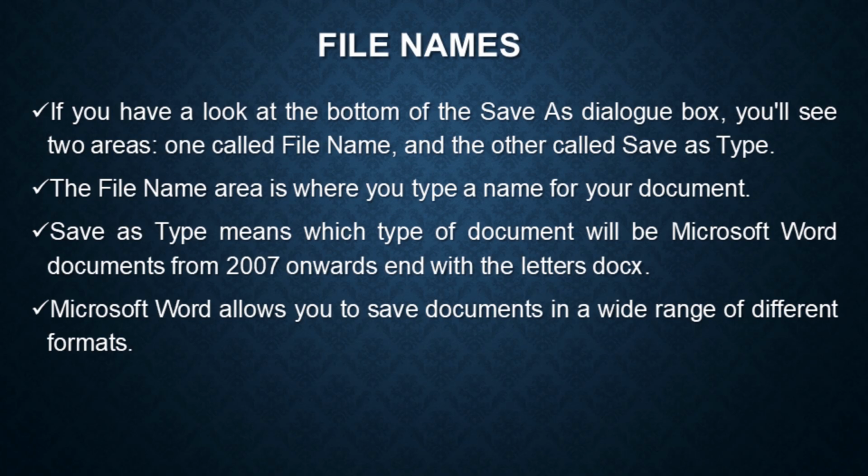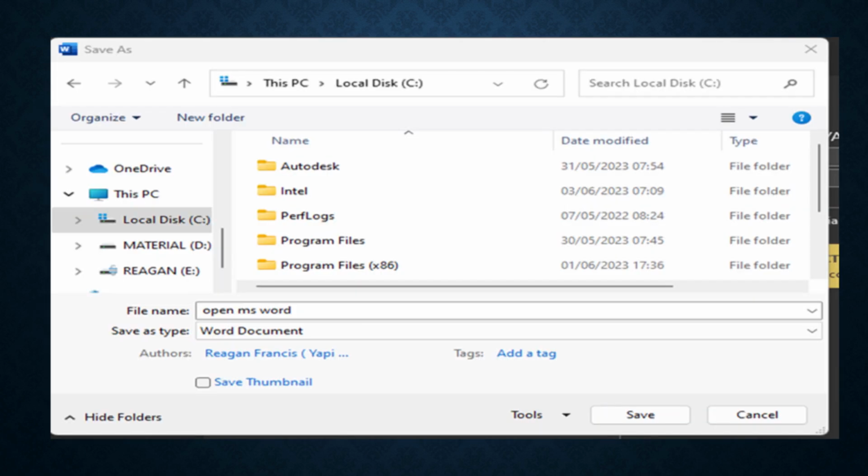File names. We now need to come up with a name for this document that we're saving. If you have a look at the bottom of the Save As dialog box, you'll see two areas, one called File Name, and the other called Save As Type. The File Name area is where you type a name for your document. Save As Type means which type of document it will be.